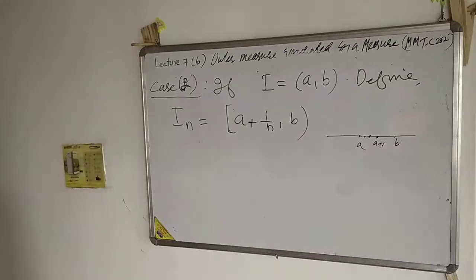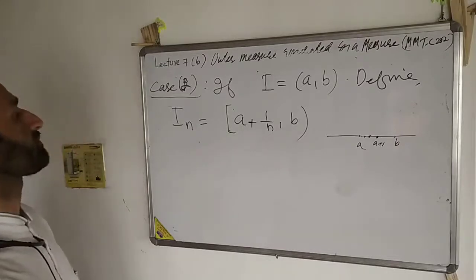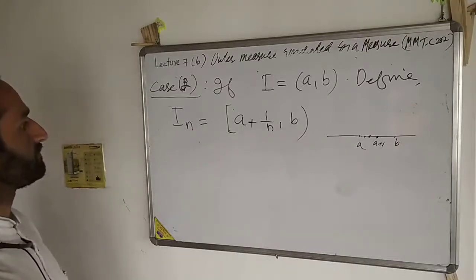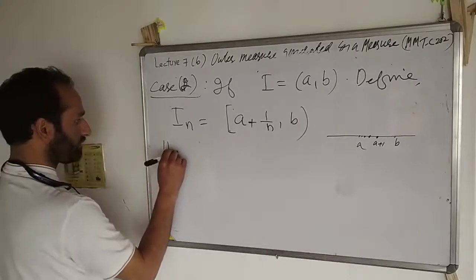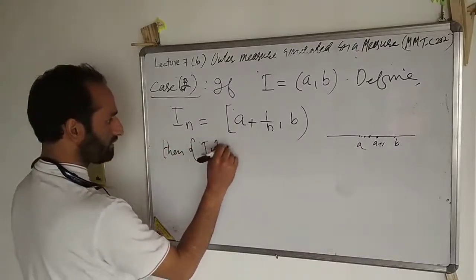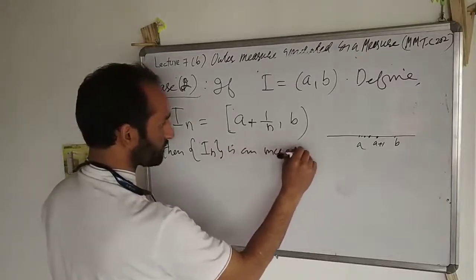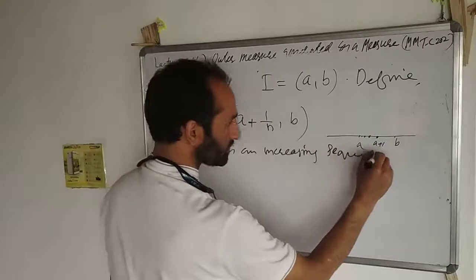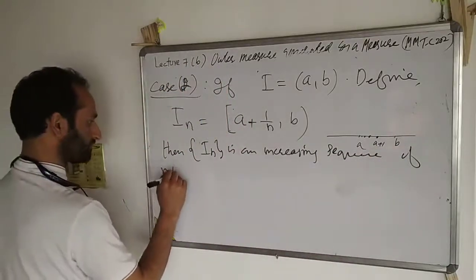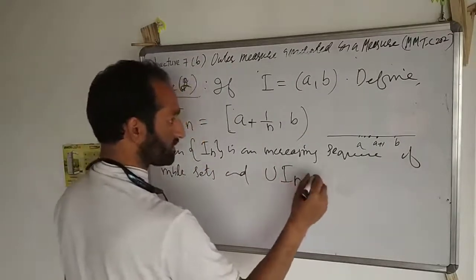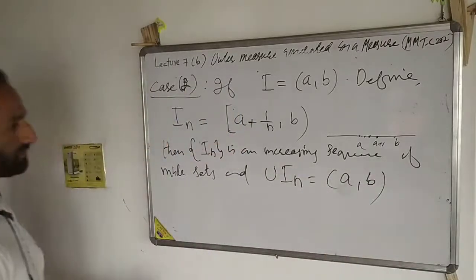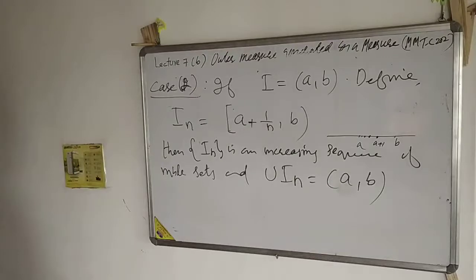So you have to check this. Then I_n is an increasing sequence of measurable sets because they are semi-closed intervals, and the union of I_n, you have to check this, is equal to the open interval (a, b).